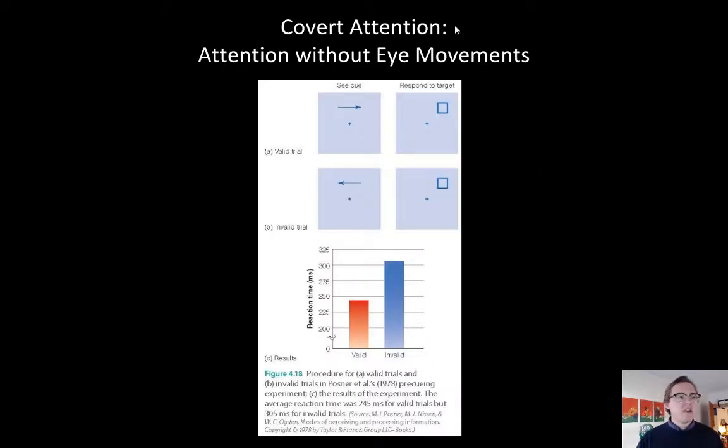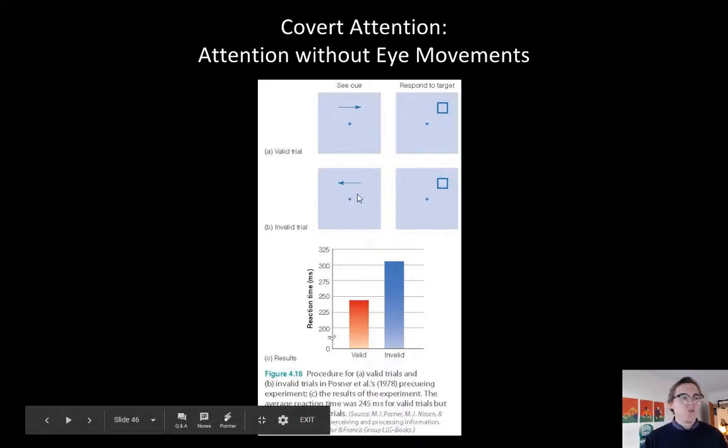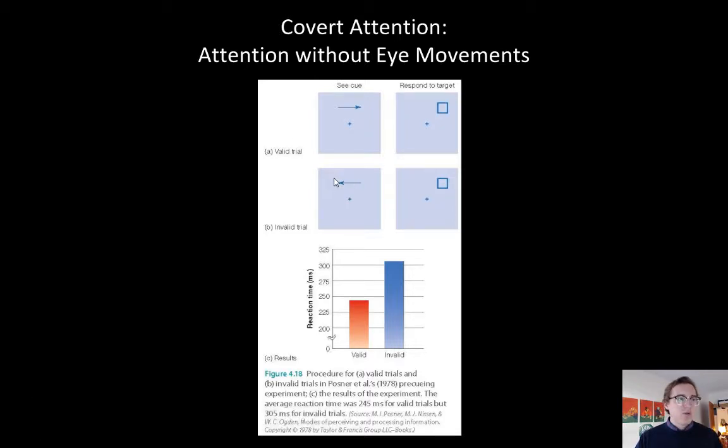You see a cue, and that cue is indicating which side of the screen the target is going to appear on. And this is a valid trial. Basically, this is where the arrow is accurate in indicating where the target will appear. An invalid trial is one in which the arrow points the opposite direction. So my expectation is that the target will appear on the left. Unfortunately, the target appears on the right.